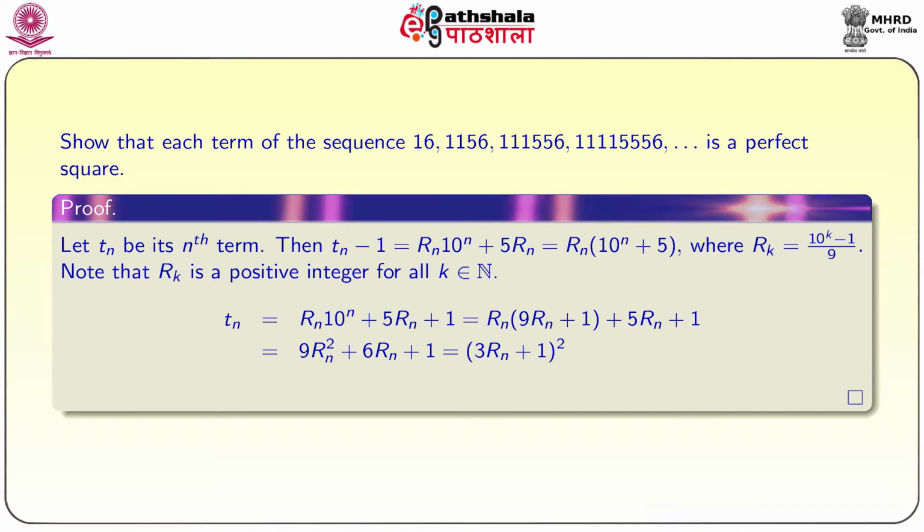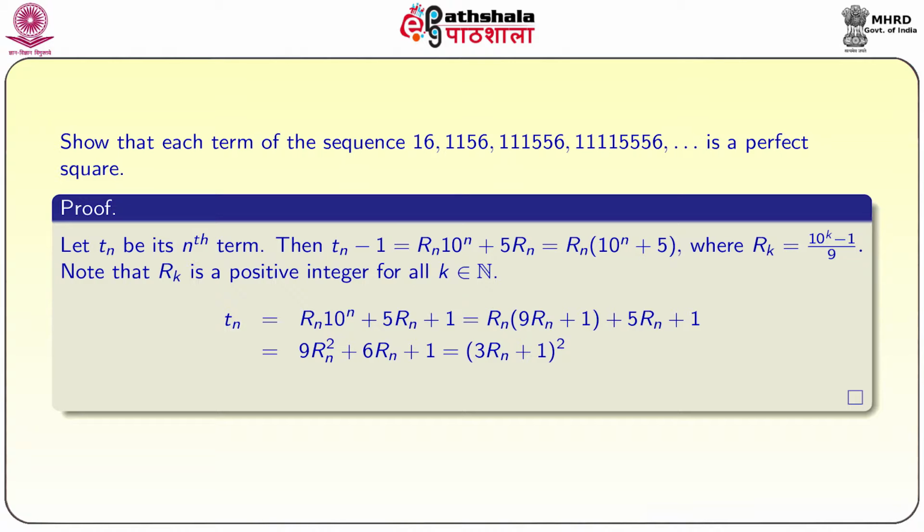So, how to show this result? We will calculate T n. Since T n minus 1 is equal to R n into 10 power n plus 5 R n, T n is equal to R n into 10 power n plus 5 R n plus 1. Which is equal to R n into 9 R n plus 1 plus 5 R n plus 1.